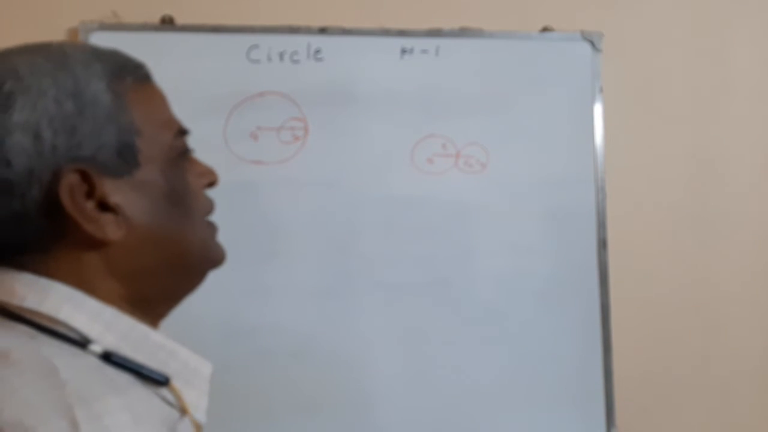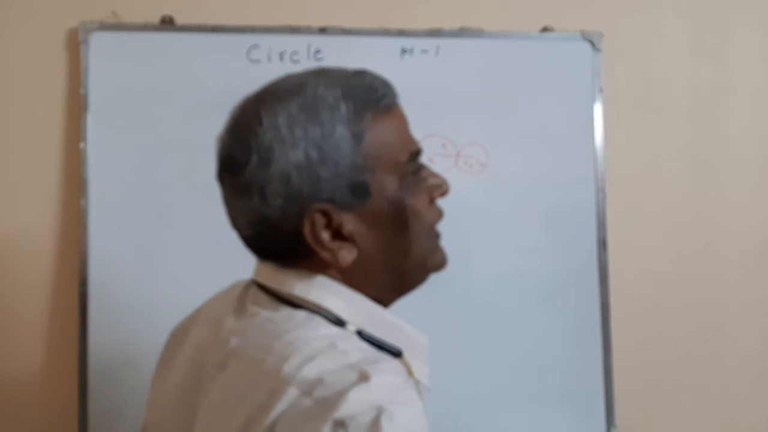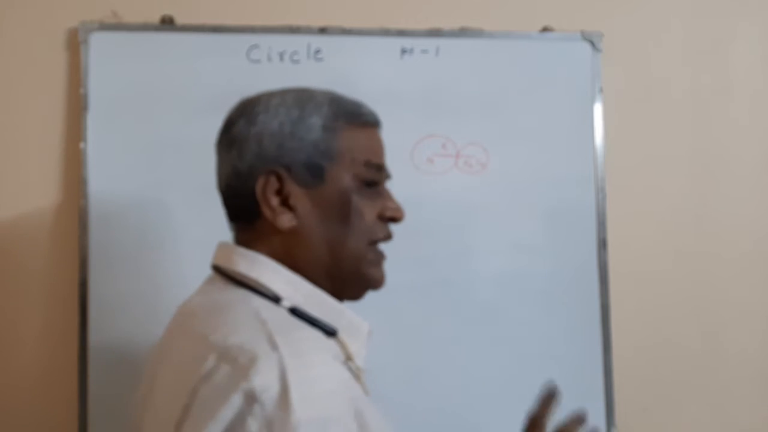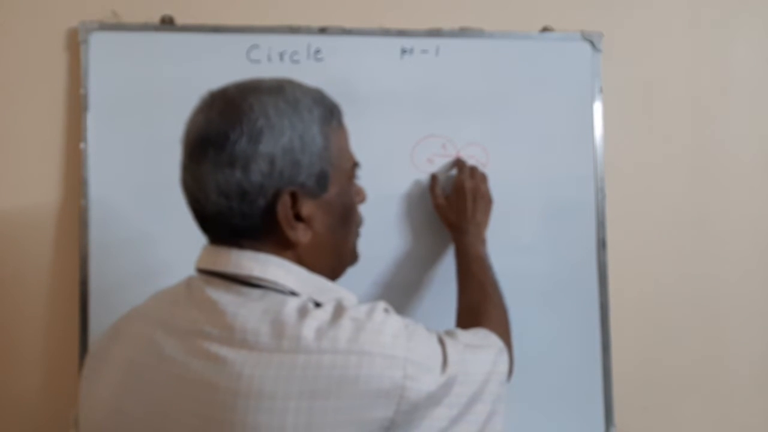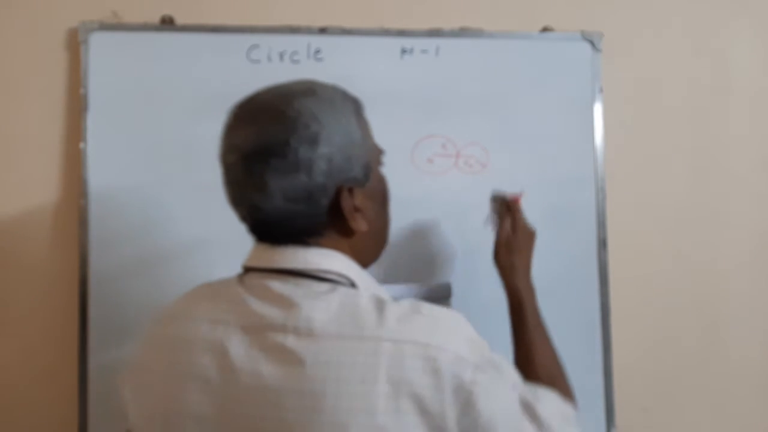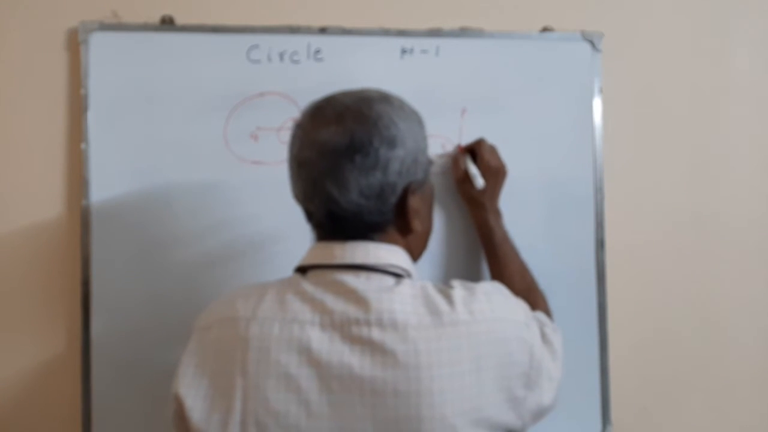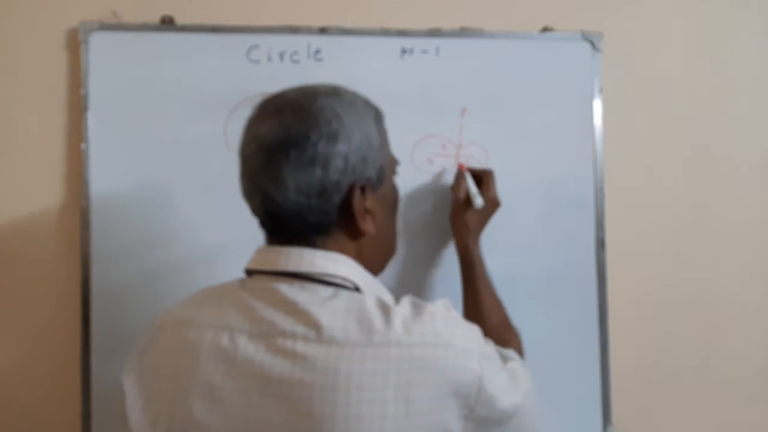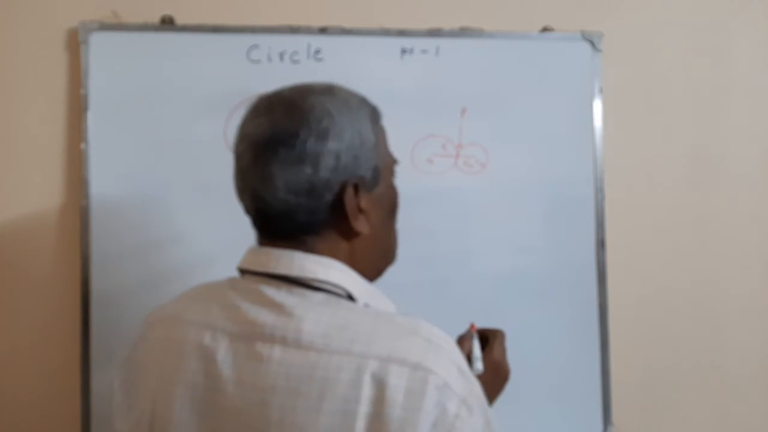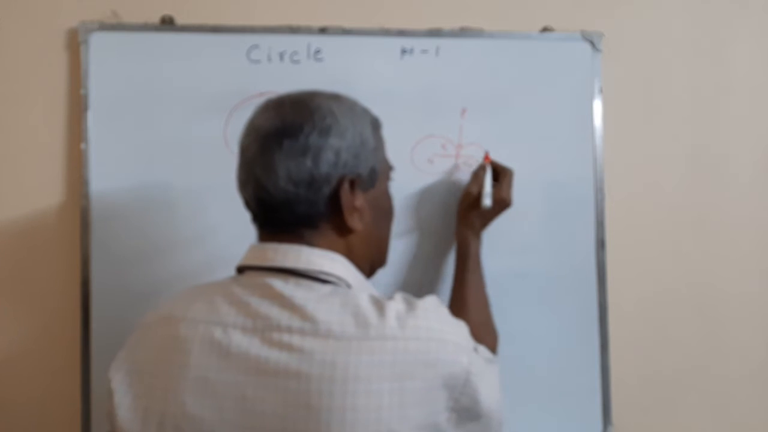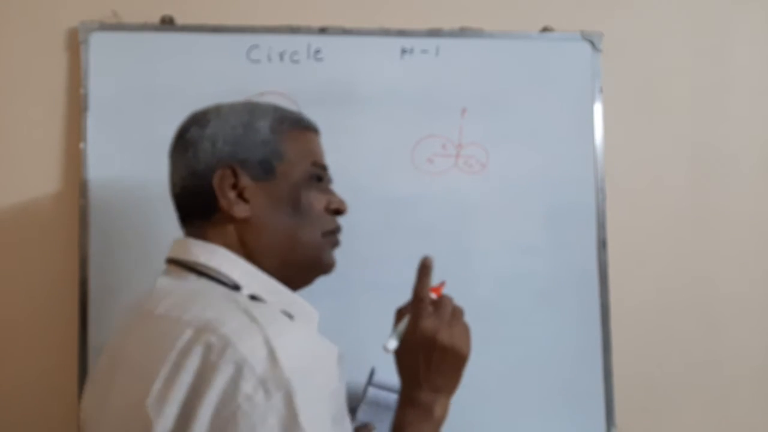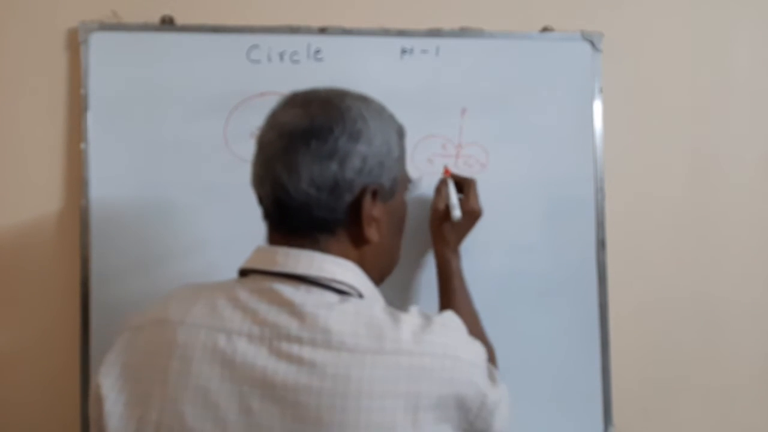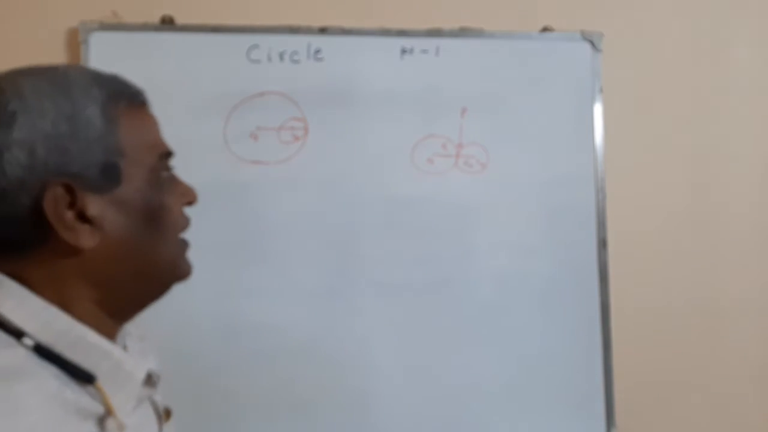Next, sometimes two circles are given and we have to find their point of contact. Suppose by calculation we find that they touch externally like that. To find the point of contact, say point P, it is very clear that the point of contact P is the point where C1, the first center, and C2 meet, that is, P divides C1C2 internally in the ratio R1 is to R2.